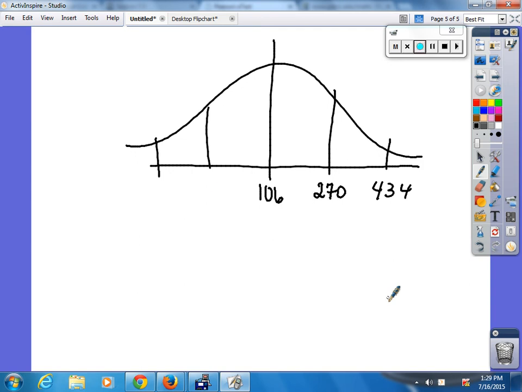We're already in the negatives here. Why? Because 106 minus 164 is what? And when you see two negatives here, big numbers, you know something's wrong. Something is wrong with this data, period. So normality falls between negative, is this 434 correct? Okay. What are these two numbers? Negative what?